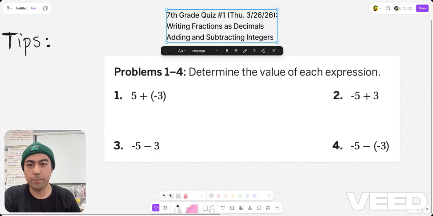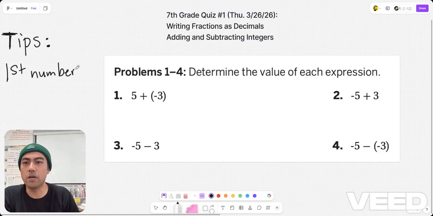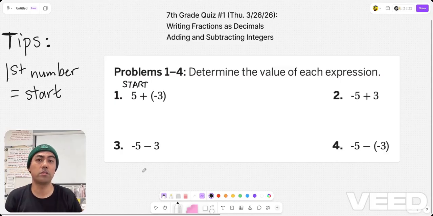And my first tip is that the first number is always your starting number. All right. What I mean is that this number right here is where we are going to start. It means that we are going to start at 5 in this problem.